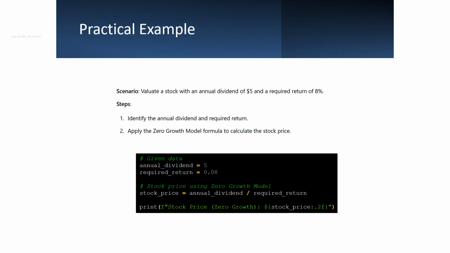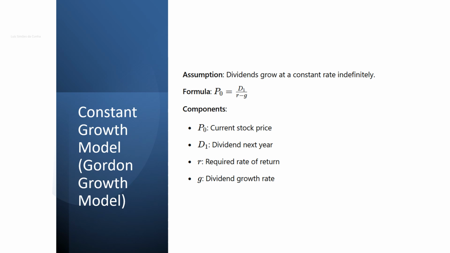Let's evaluate a stock with an annual dividend of $5 and a required return of 8% using the zero growth model. By applying the formula, we calculate the stock price to be $62.50. The constant growth model, also known as the Gordon growth model, assumes that dividends grow at a constant rate indefinitely.